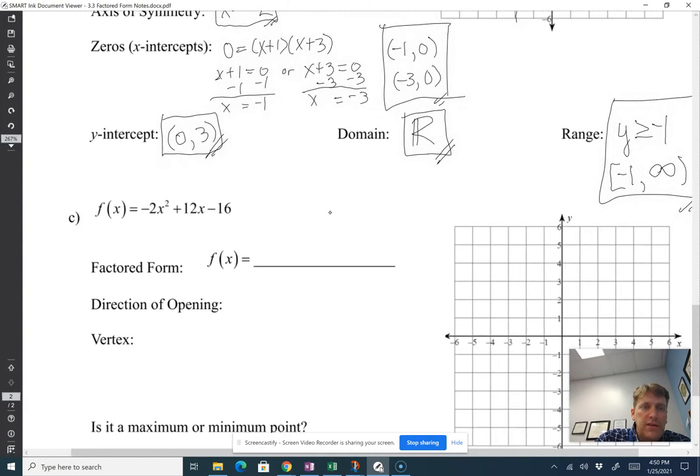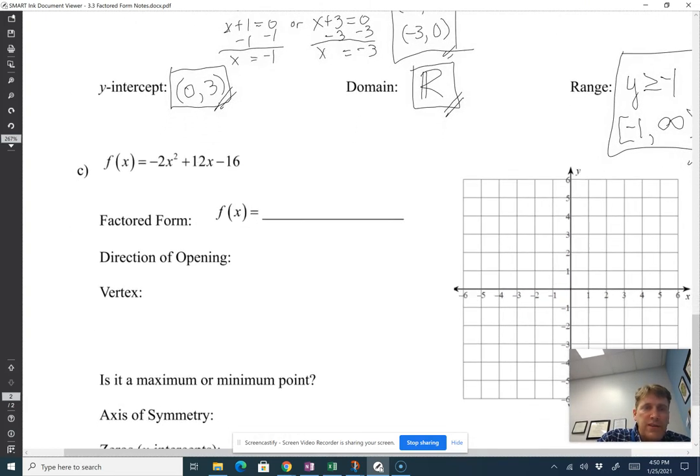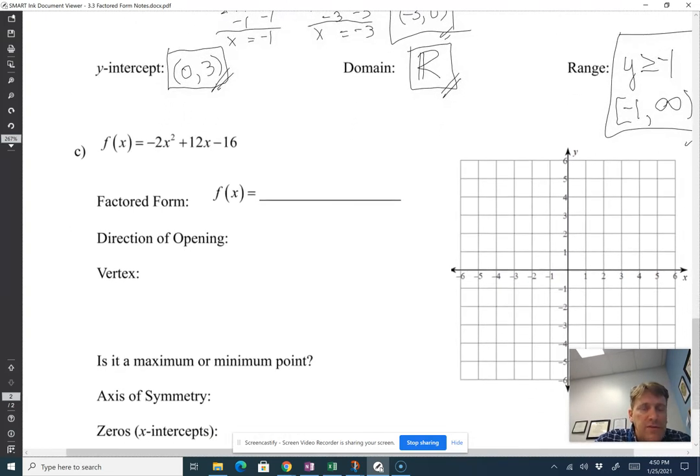All right, let's look at the third and final example. F of x equals -2 times x squared plus 12x minus 16. So I look at that and it's got that -2 in front. So the first thing I'm going to do is actually factor out -2, because -2 and 12 and 16 all have a 2 in common. I'm going to factor out the negative, so our leading coefficient for the inside part will be positive.